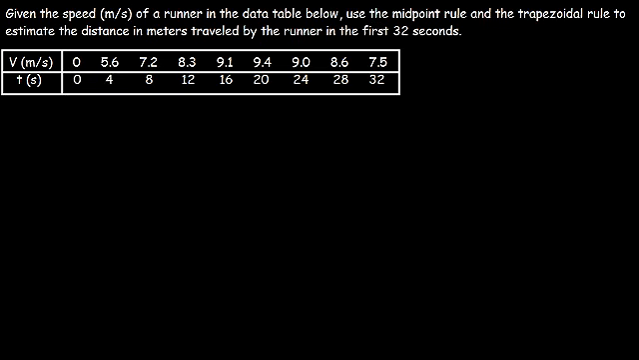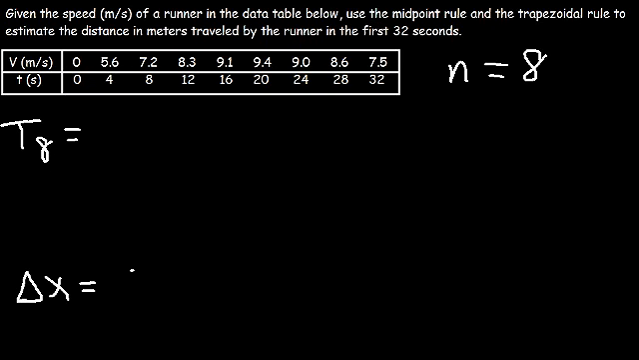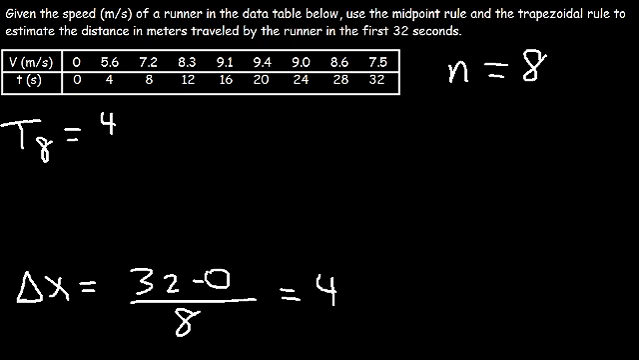Now let's estimate the answer using the trapezoidal rule. So this time n is going to be equal to 8. So we're looking for T of 8. Delta x is going to be b minus a, which is 32 divided by 8. So delta x is 4. Now according to the trapezoidal rule, it is delta x divided by 2 times f of 0 plus 2f of 4.